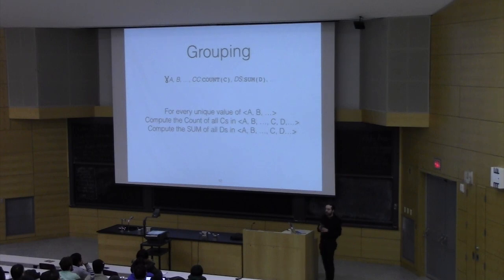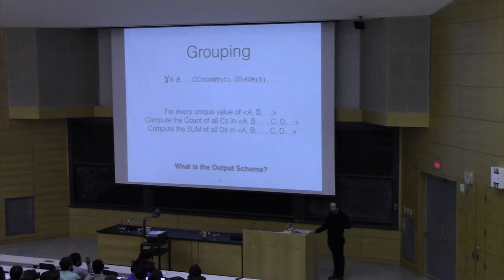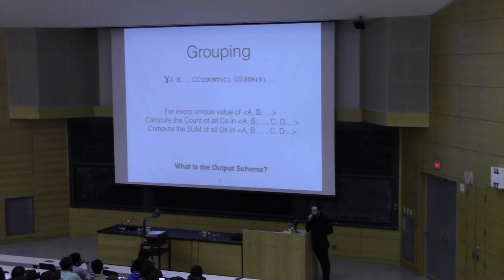So in this setting, what would our output schema be for this grouping operator? Okay, so it's going to be all of the keys plus one attribute for every aggregate value as well. What do you mean by it can be a subset? That's an interesting point. There are some situations where you might actually want a subset of the grouping columns. That's a great observation.